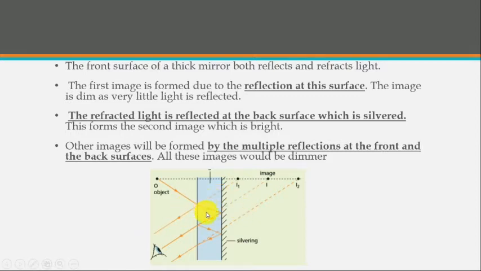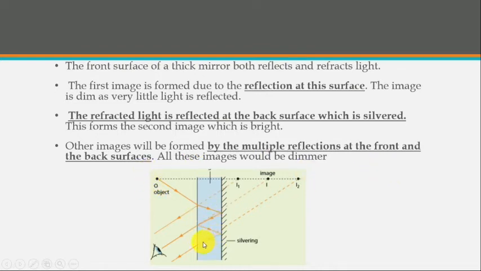The refracted light is reflected at the back surface, which is silvered. Now here, what will happen? Only it will reflect. This refracted ray will reflect. So this image, the clear image, will be formed by what? This reflected ray, because this one is reflected by the silvered surface. Other images will be formed by the multiple reflections at the front and the back surfaces.